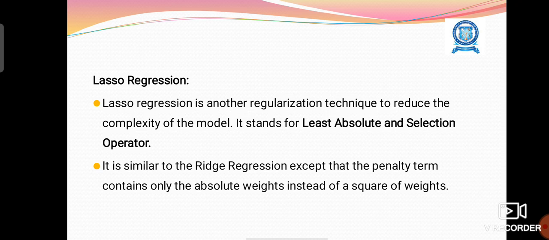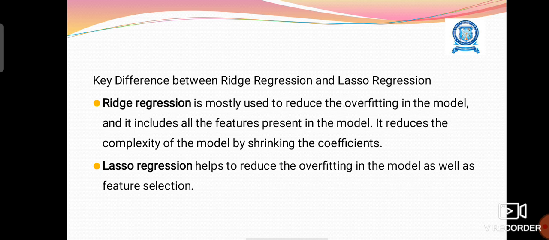Lasso regression is another regularization technique to reduce the complexity of the model. It stands for least absolute shrinkage and selection operator. It is similar to ridge regression except that the penalty term contains only the absolute weights instead of a square of weights. Key difference between ridge and lasso regression.